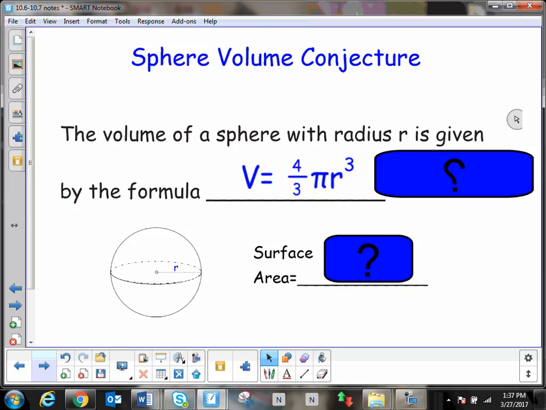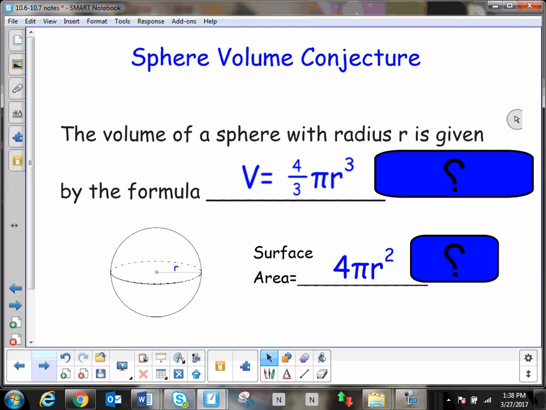So for surface area, the area of a circle is pi r squared. By the way, what units is that in? Squared units. So what do you think that one's going to look like? 4 pi r squared. Like I said, you don't have to have it memorized. Just be able to know how to use them, which we're going to go over right now. Everybody got them down?